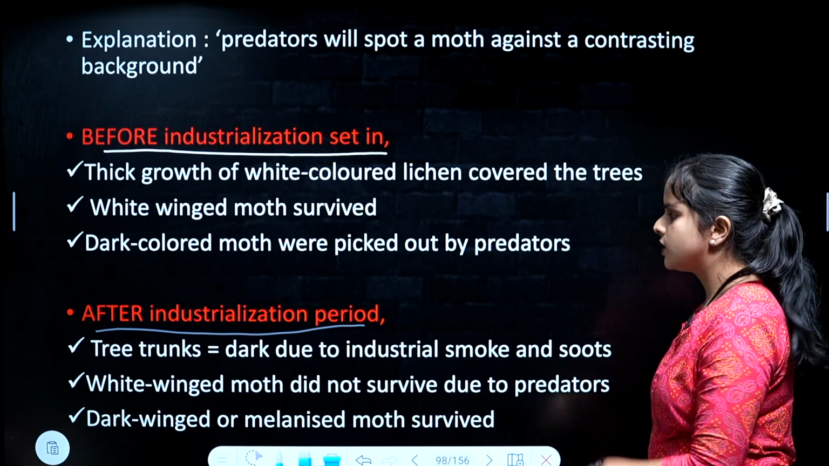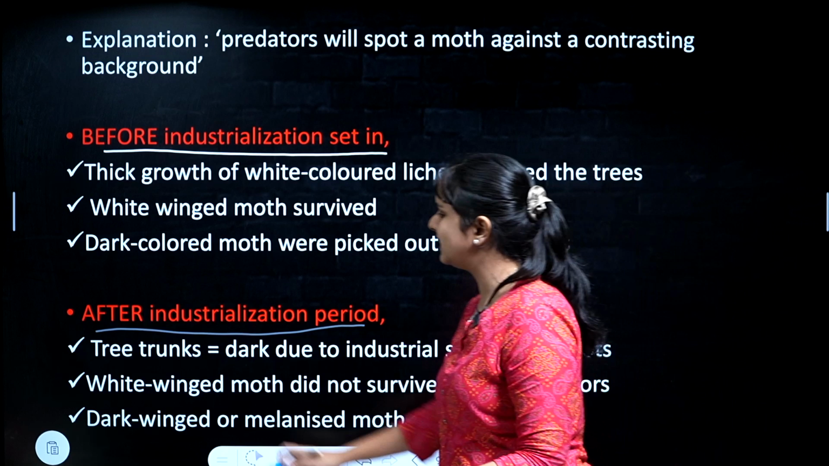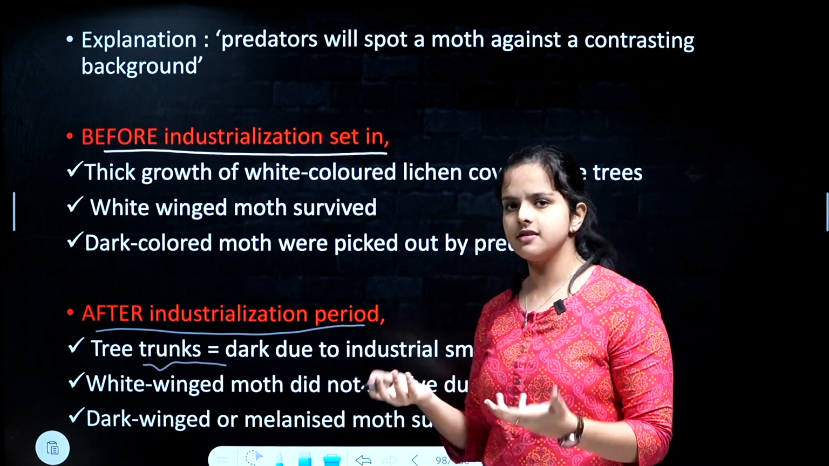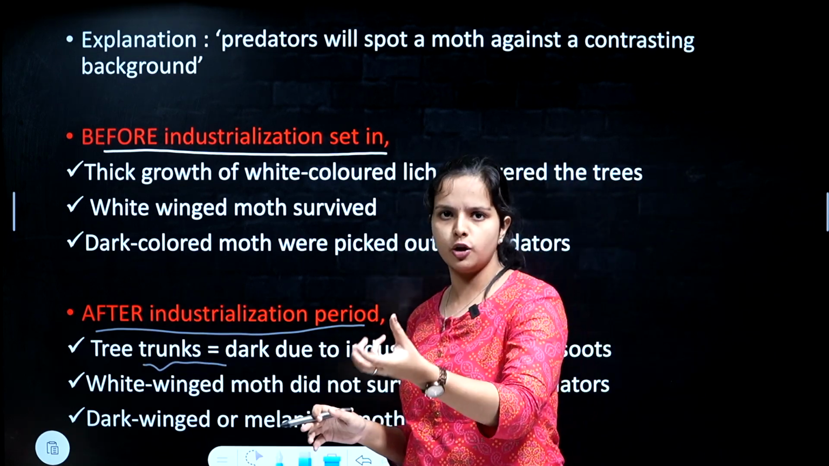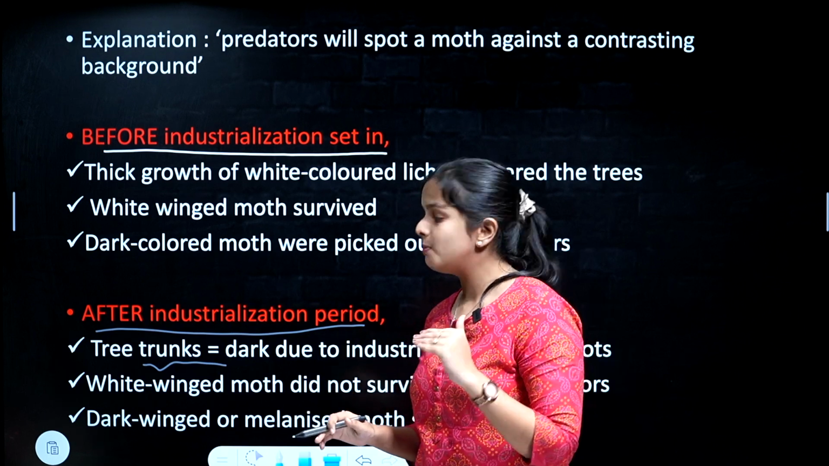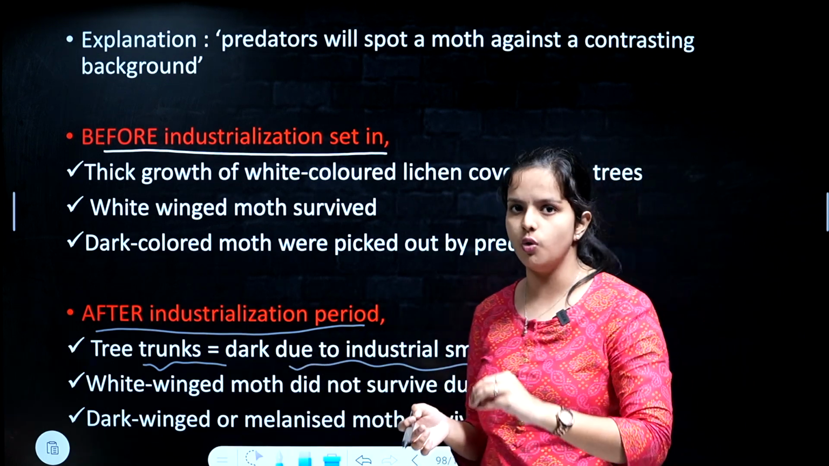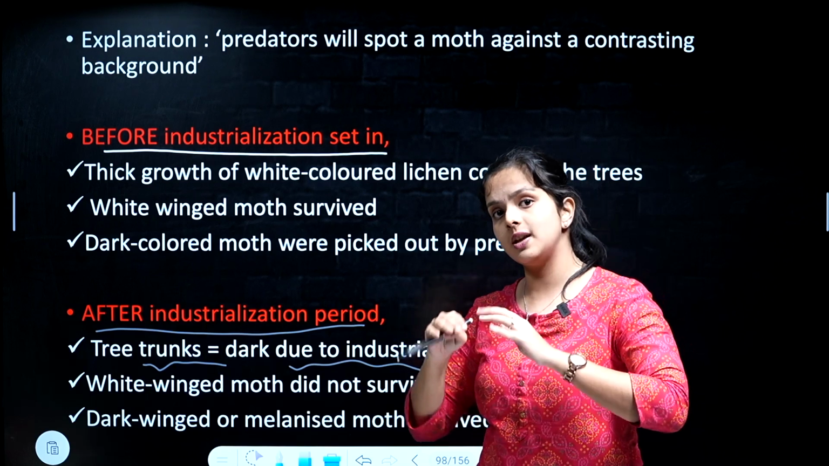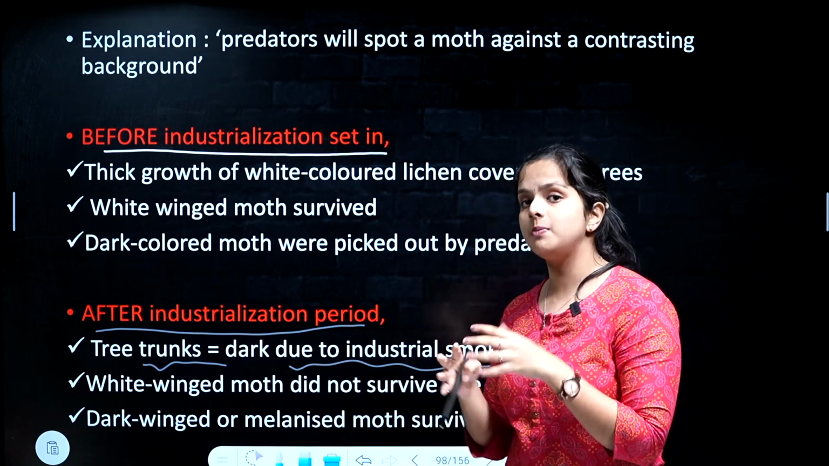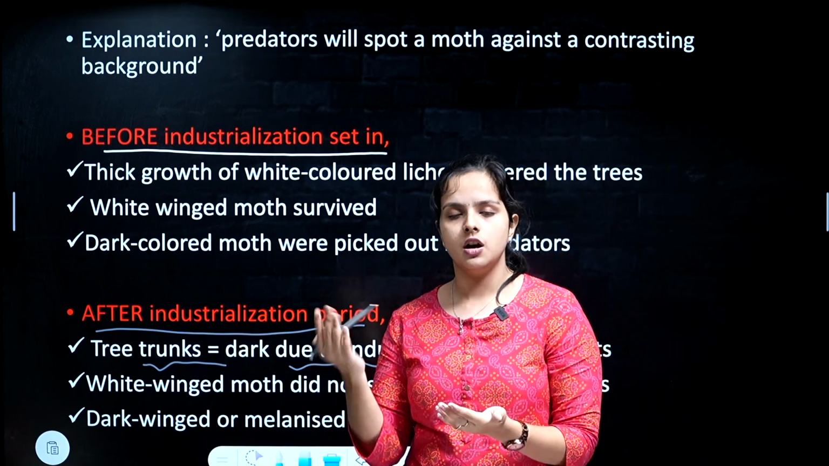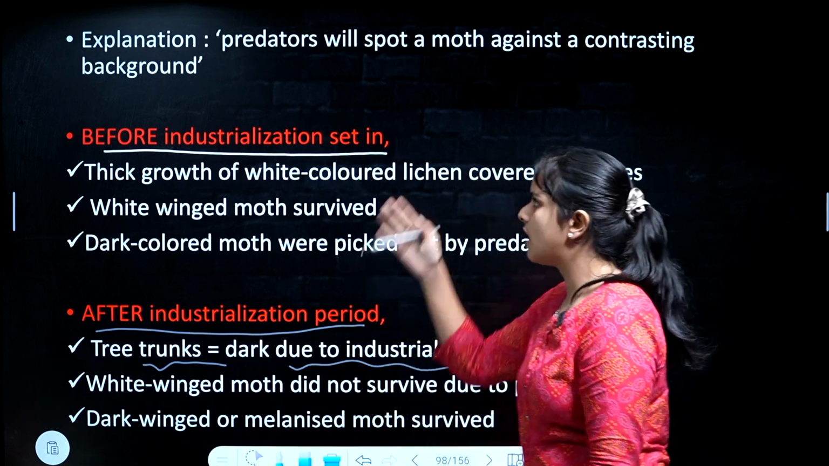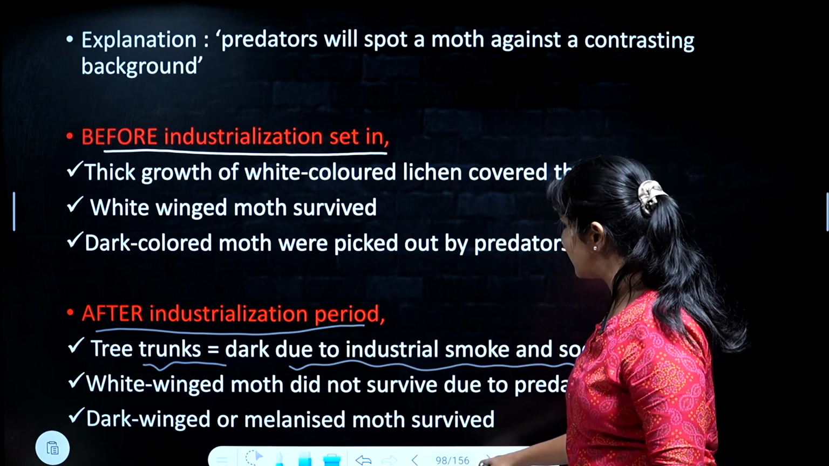Did you read it? One point that you have to also note is that the tree trunks are already dark. Usually the bark of a tree is already dark in color, but because of the industrial dust and smoke, the bark of the tree became even darker. That made it even more difficult to catch the dark winged moths. I hope this is clear for you. So this is what is known as industrial melanism.